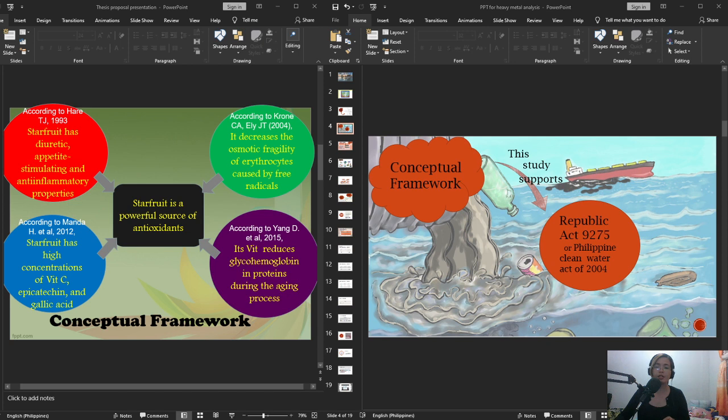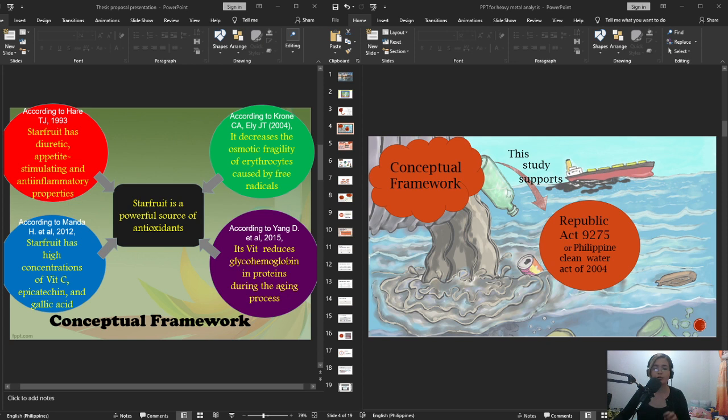So remember that in doing your PowerPoint, you don't need to write everything. Okay, I'm going to stress this out. You're not going to write everything that is written in your paper. You only need to get the important parts or the highlights of that certain part.